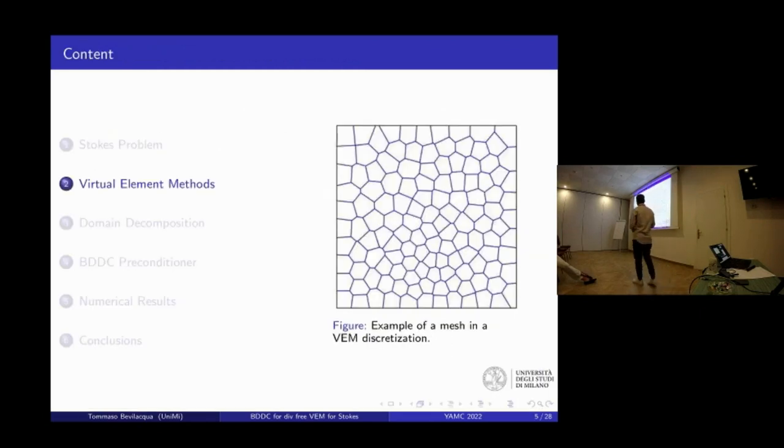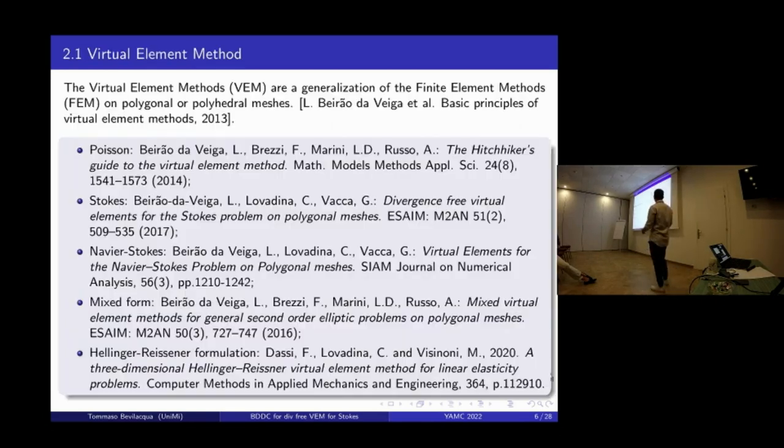We are now ready to introduce the virtual element methods. I don't know if all of you are familiar with this kind of methods, but let's see their main aspects. They were born in 2013, principally with this article of Beirao da Veiga and other authors, as a generalization of the finite element methods applied to a mesh where the geometry of the elements can be very arbitrary. You can have different polygons of different shapes and so on.